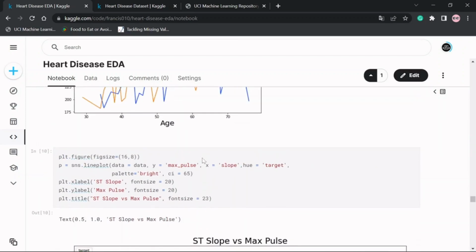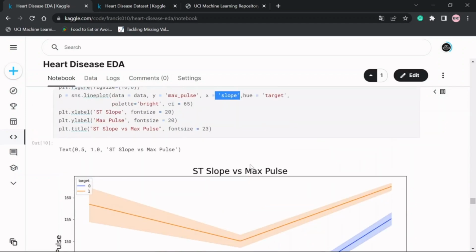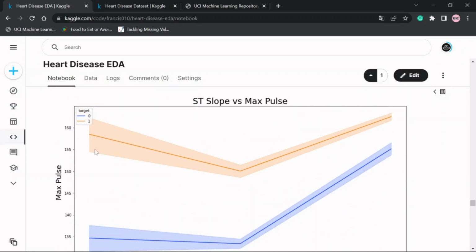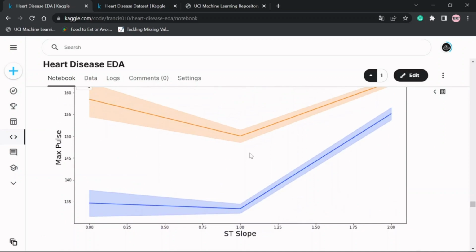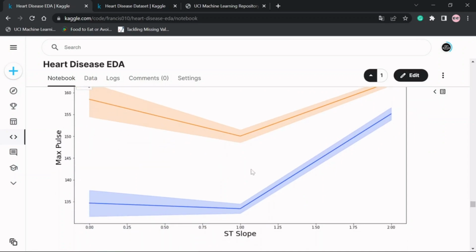Moving forward, what we have plotted here is the same line plot, and we have compared the max pulse with respect to the slope, taking HUE as the target. What we can see here is that max pulse first decreases and then again increases. The population with target value one, who have heart disease, have a pulse more than the people that are not having heart disease.